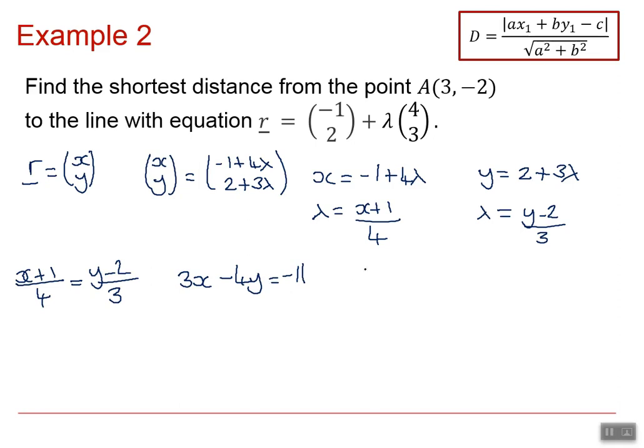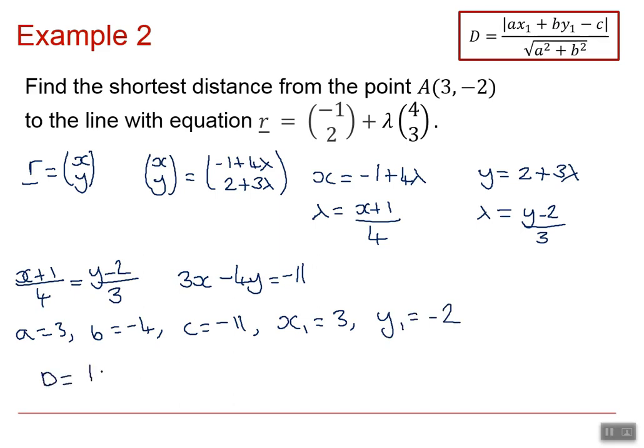Now that we have that information, we can once again write down the key parts that we need. So a is 3, b is minus 4, c is minus 11, x1 is 3, and y1 is minus 2. When we substitute them into the equation, we have 9 plus 8 plus 11 on the top, modulus, because we want the positive part of that as we're looking for an absolute distance, over 5. Now we end up with 28 over 5.